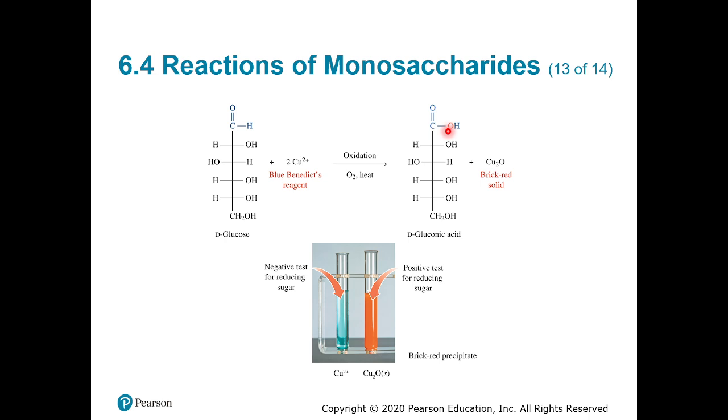We have the blue solution in with our sugar. They're all clear. Cool. We put it together. Notice this is now opaque. You can't see through it. And it's a brownish red color, right? Like a brick red. And that's going to give you the positive test for reducing sugar, which is going to be all monosaccharides or anyone that has an aldehyde. Okay?